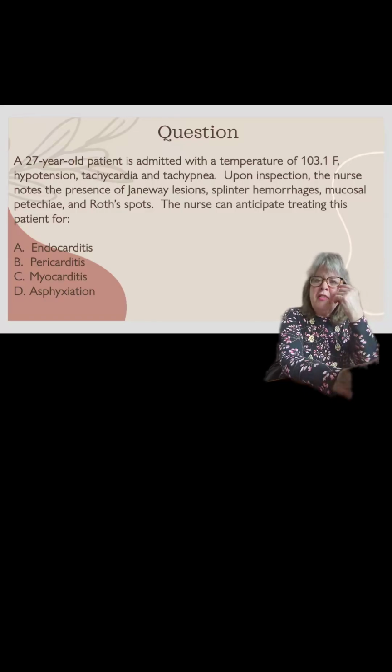Then there's Roth spots, which you look in the eyes for. And that's where, once again, you're seeing these microhemorrhages with a very light center, kind of in the center of the microhemorrhage, Roth spots. All of them are part and parcel of endocarditis, because endocarditis is going to cause sepsis.